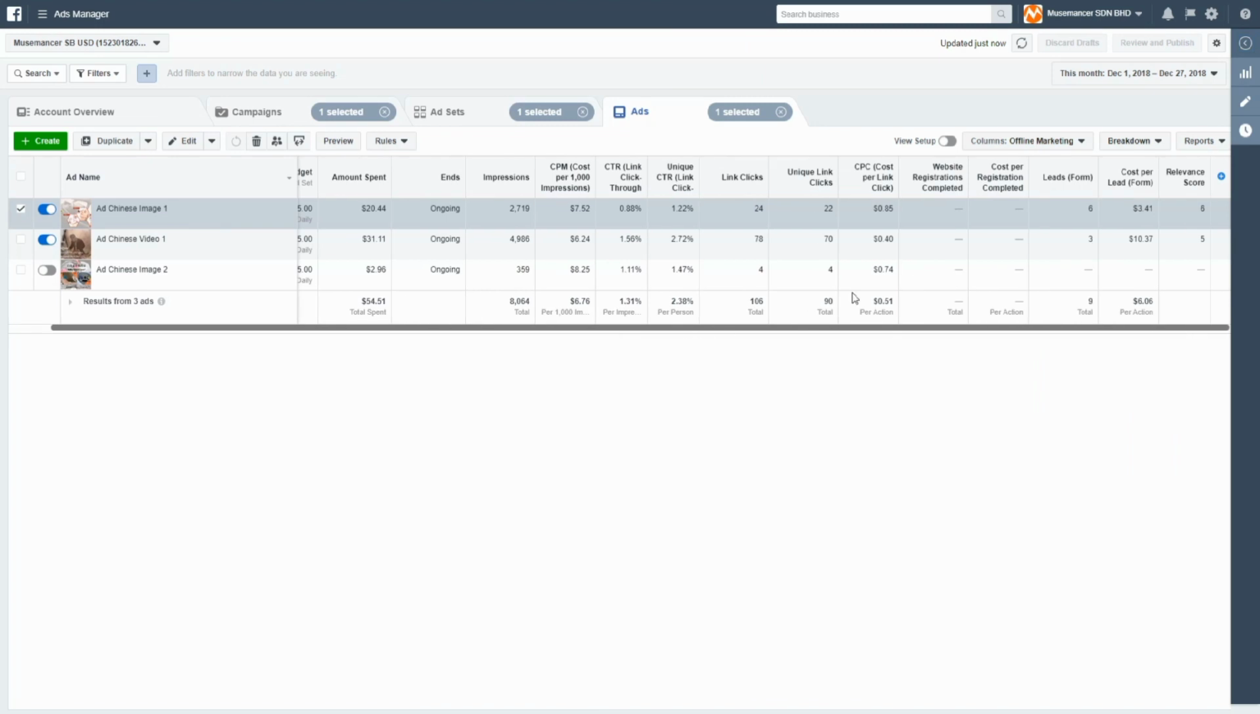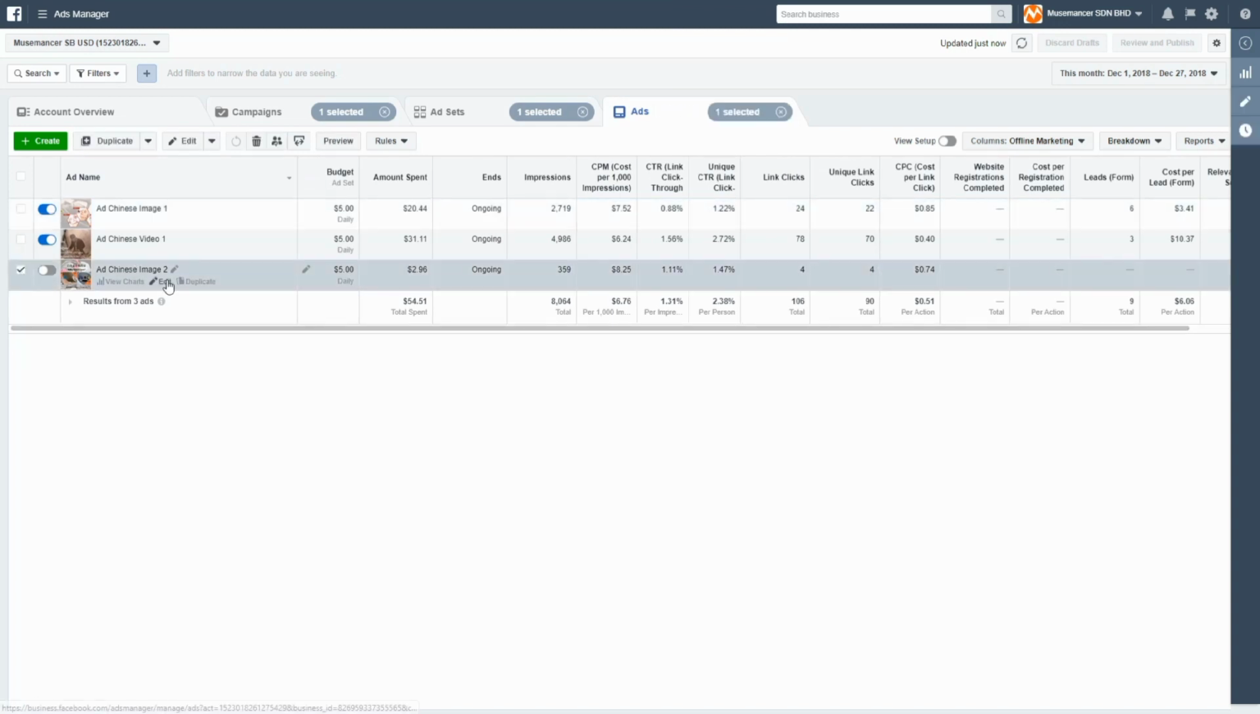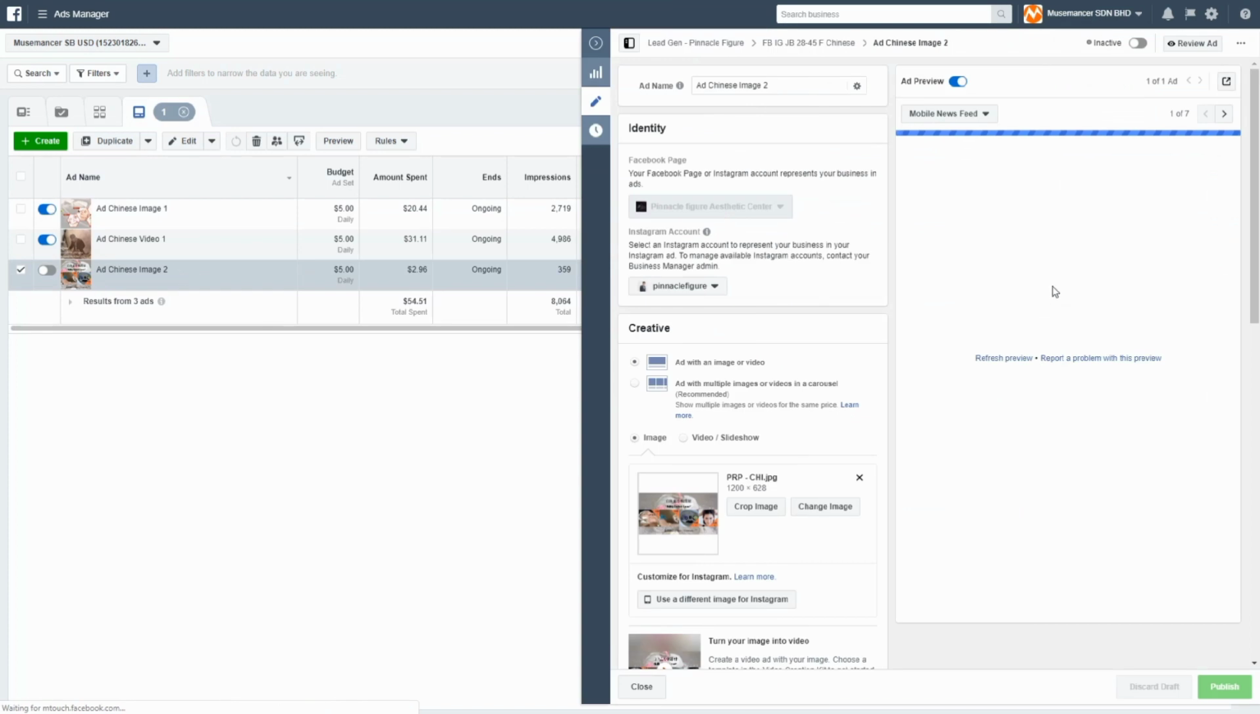And we can see the stats here. This Chinese image ad number 1 was generating 6 leads, and the cost for acquiring the lead was a lot cheaper. It's like a third of the cost, $3.41. Wow. Okay, and then if you notice this other Chinese ad in image form here, this didn't generate any lead at all. All right.